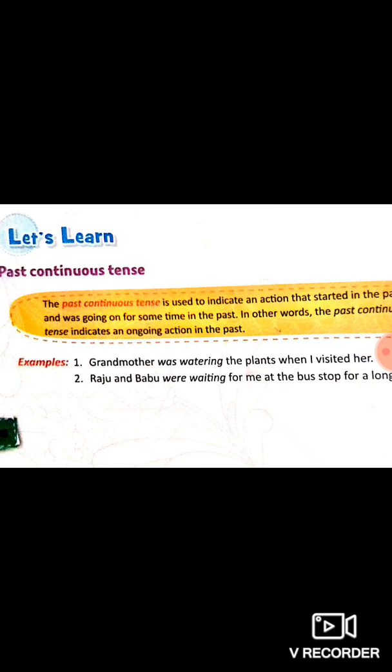So, I visited her, this is already in the past. When I visited grandmother, there was already an action going on. Okay, what action was that? That grandmother was watering the plants. So, this refers to an action already going on at some time in the past.